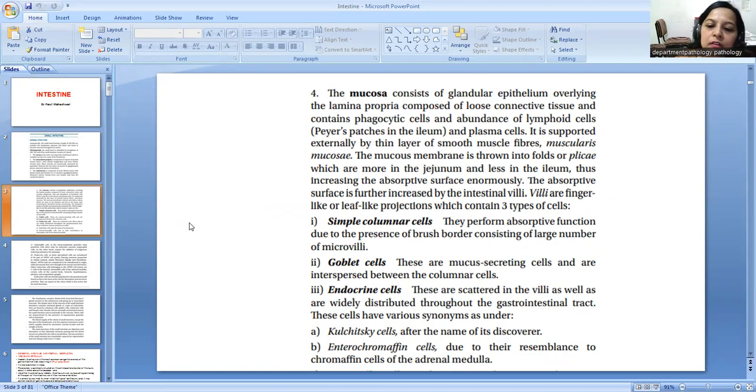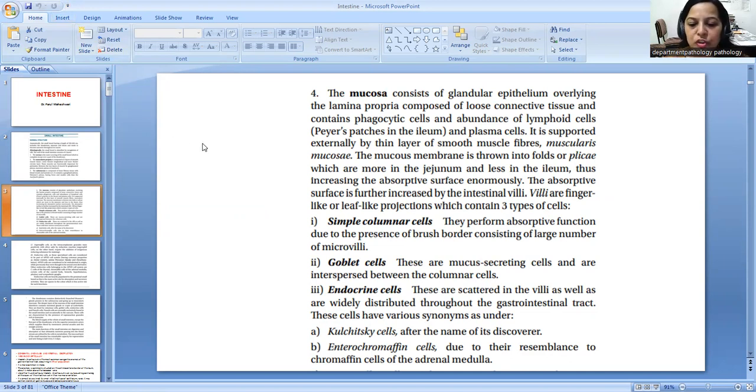The villi are actually finger-like or leaf-like projections which contain three types of cells. First, simple columnar cells which perform absorptive function due to the presence of brush border consisting of a large number of microvilli. Second is goblet cells, which are mucus secreting cells and are interspersed between the columnar cells. Third ones are the endocrine cells, which are scattered in the villi as well as widely distributed throughout the GI tract. These cells have various synonyms as under.